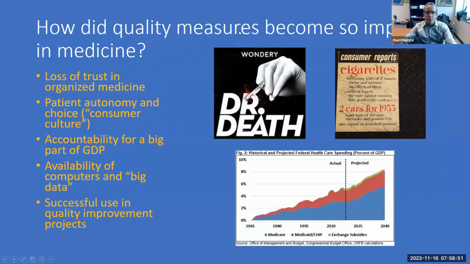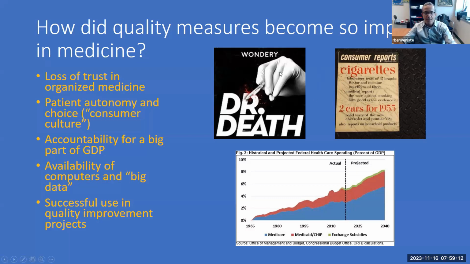So quality measures in the last 50 years or so have become important in medicine, and it's happened for a number of reasons. The idea that the doctors, like the School of Athens, would get together, police our own, and decide who's a good doctor, what are good hospitals. The public just lost confidence that this would happen. There's been a loss of trust in organized medicine.